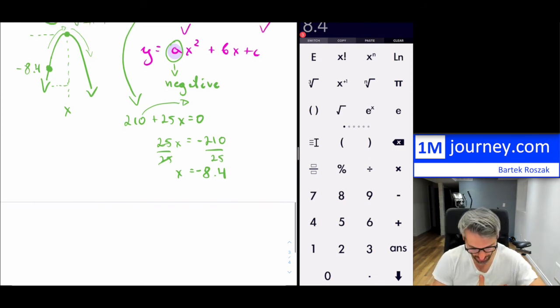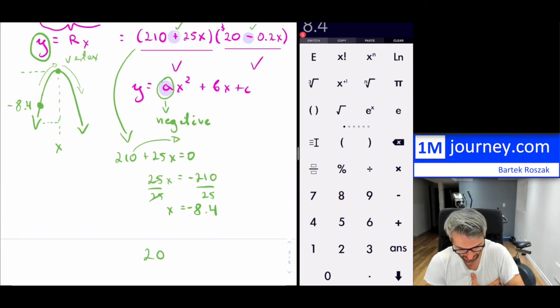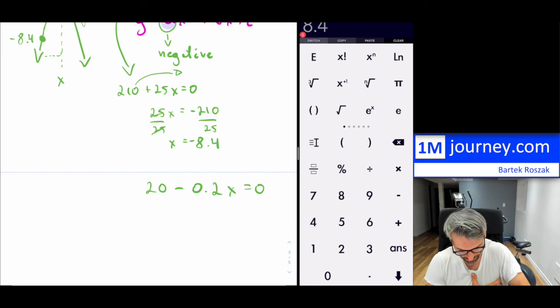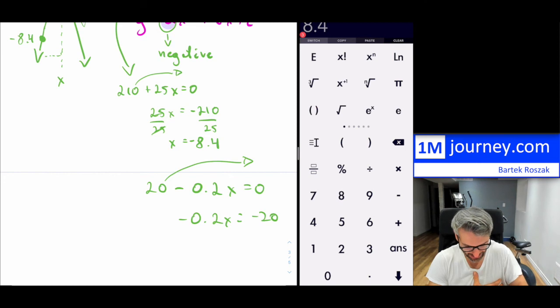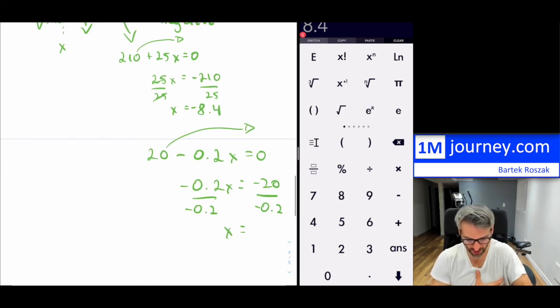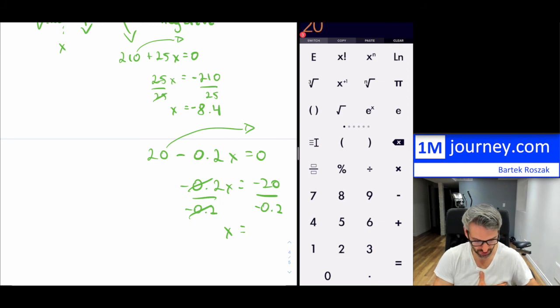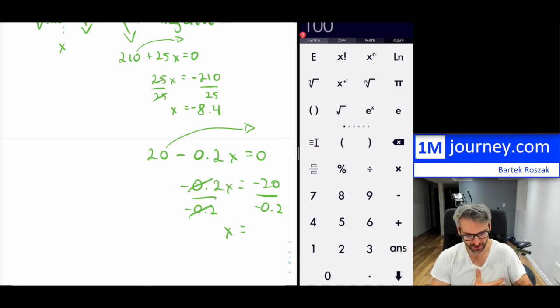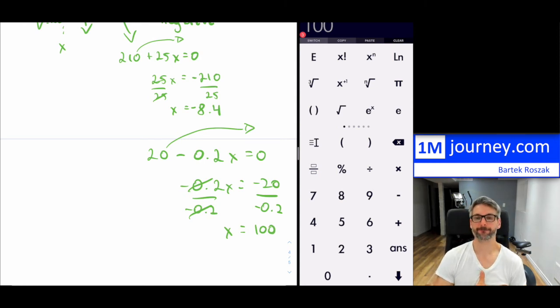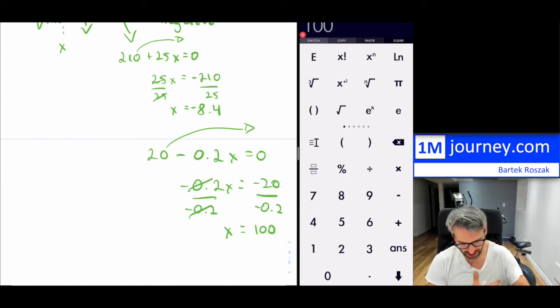Now, the other zero that we have is 20 minus 0.2x equals 0. If I bring this over on the other side, that's going to be negative that. Divide by negative 0.2 on both sides, and the negatives will cancel. So you have just 20 divided by 0.2. Notice that happens at 100. So 100 is going to be right there. That's the other zero that I have.